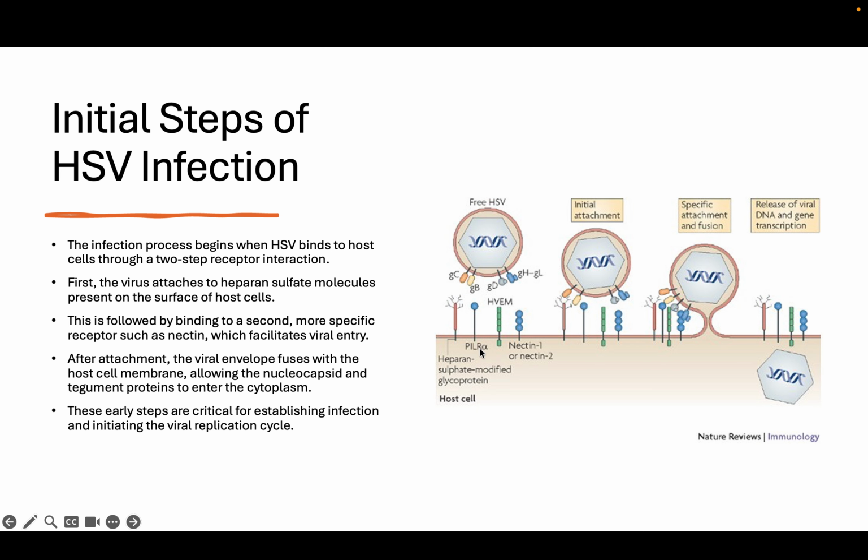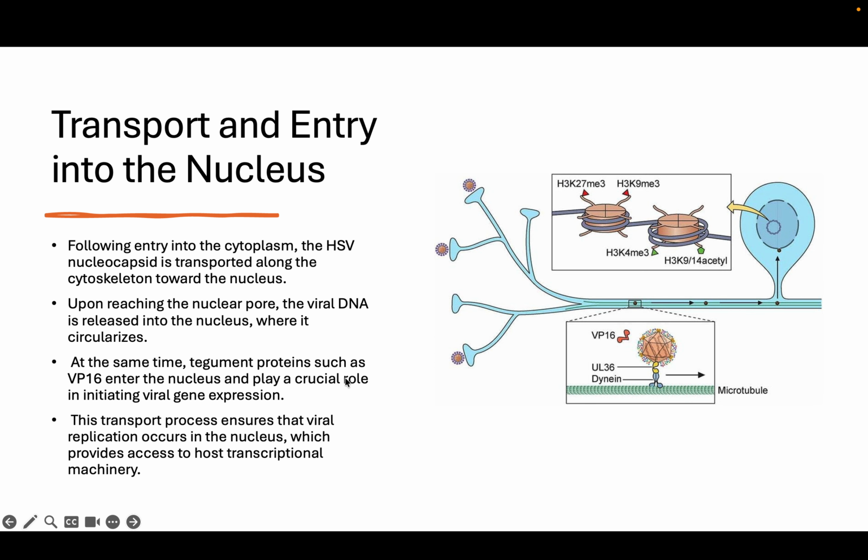So it always starts with heparin binding. This then allows, again, the binding of nectin. When you have the binding of nectin, this really pushes the fusion of the membranes together. Once you have the fusion, the capsid is released, along with the tegument proteins. Remember, the envelope is now fused with the membrane, and you have the tegument proteins along with the capsid.